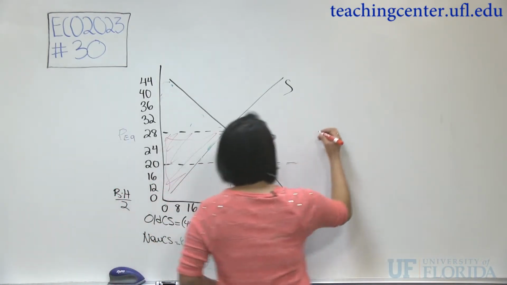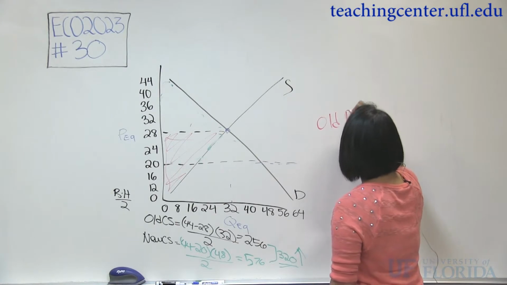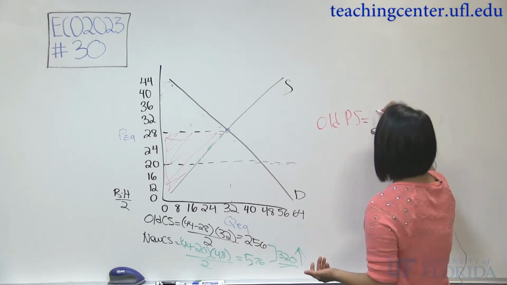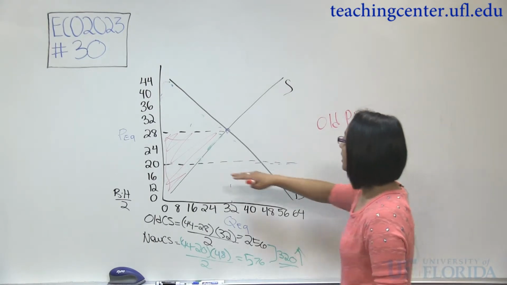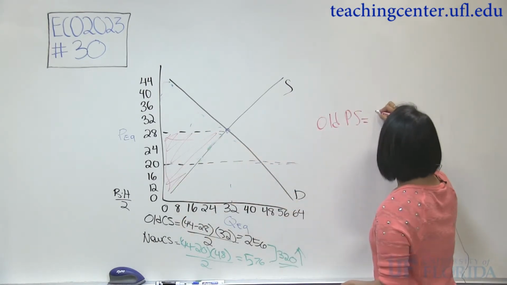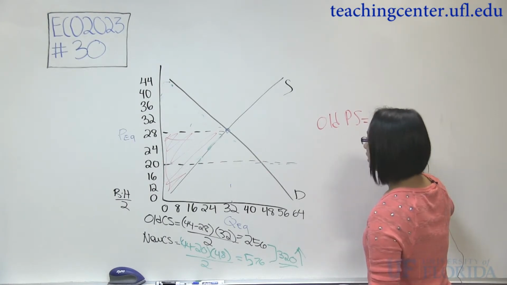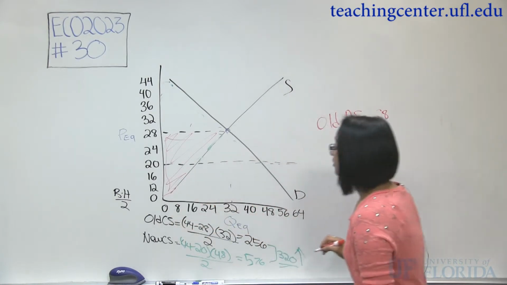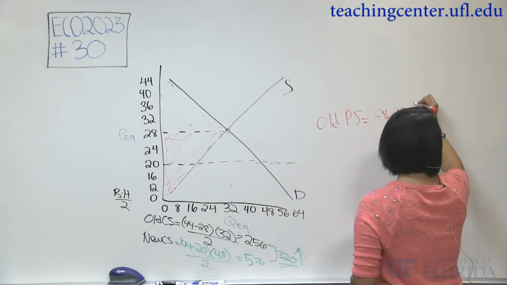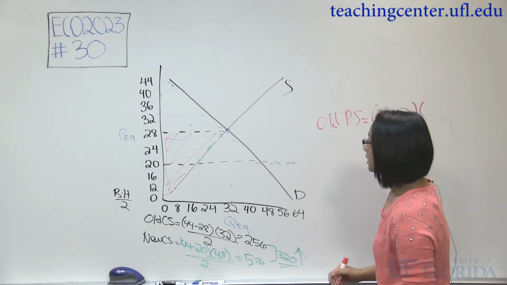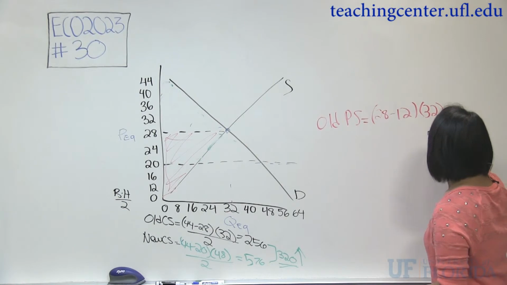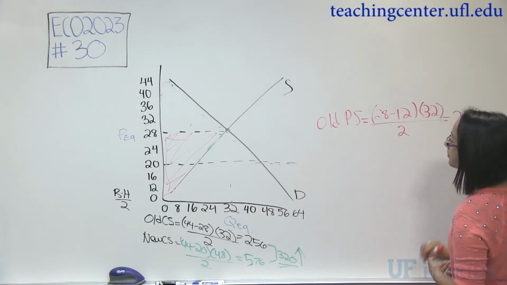So we'll find our old producer surplus, still using the same equation, base times height divided by 2. So what's our height here? 28 minus 0, so 28. Actually, it only comes out to 12 in the figure. So 28 minus 12, and then times 32 is our base, divided by 2. And that comes out to 256.